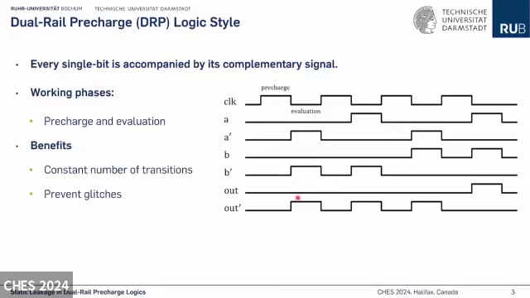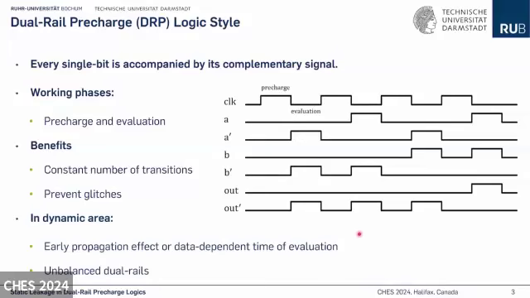If we look at the complete timing diagram of the AND gate, we observe a constant number of transitions in this logic style for all clock cycles. The other benefit of using DRP logic is that the logic style is completely glitch-free because of the pre-charge phase. Besides these benefits from the dynamic power consumption point of view, this logic style mostly suffers from the early propagation effect, or data-dependent time of evaluation. Another challenge in DRP logic style is that it may suffer from unbalanced dual rails.